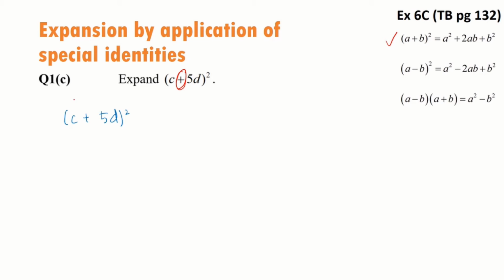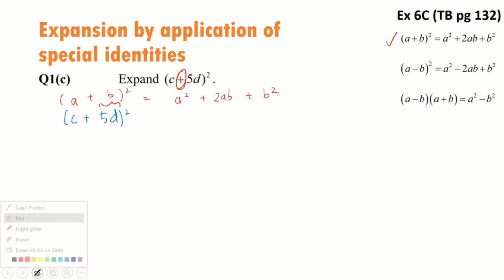I need to be able to compare. So the c given in the question matches up with my a, and the 5d given in the question matches up with the b. So if I were to write out, the identity tells me that it will be a squared plus 2ab plus b squared. By replacing accordingly, the a will be replaced by a c, and then after that, b will be replaced by a 5d.